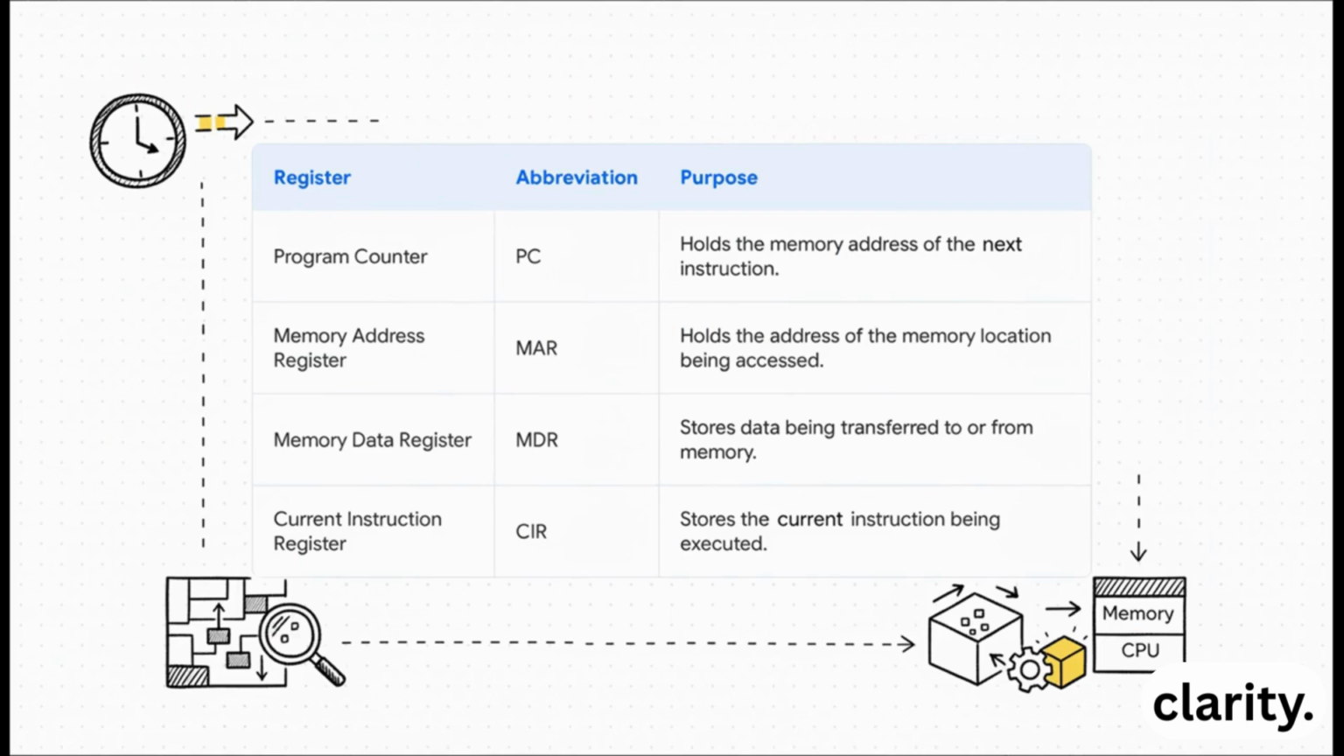The program counter, or PC, is the planner. It's always holding the address of the next thing to do. Then there's the memory address register, the MAR. That's the navigator. It holds the specific memory address the CPU needs to go to right now. The memory data register, or MDR, is kind of like a little loading bay, briefly holding data that's coming from or going to memory. And finally, the current instruction register, the CIR, holds the instruction that is being worked on at this exact moment. These four work together in this perfect little ballet to manage the flow of information.